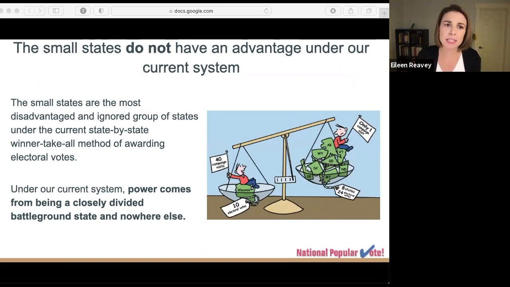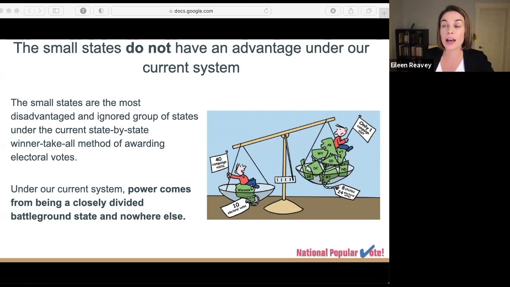Another objection that comes up a lot is people think that the Electoral College is somehow meant to protect small states. But really, no, that's not a part of why it was designed. But the small states don't benefit under the current system. They're actually among the most disadvantaged group of states under the current state-by-state winner-take-all method of awarding electoral votes. And the reason is that power in our current electoral system comes from being a closely divided battleground state.